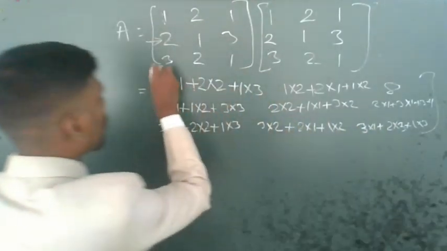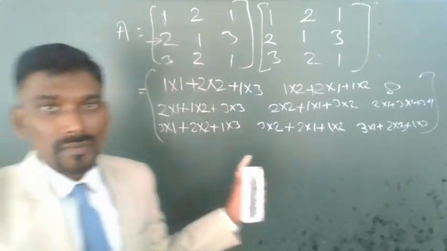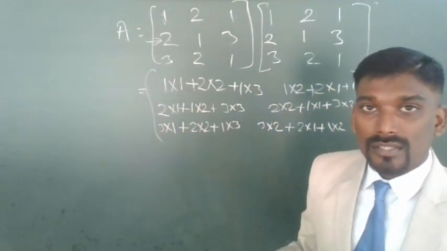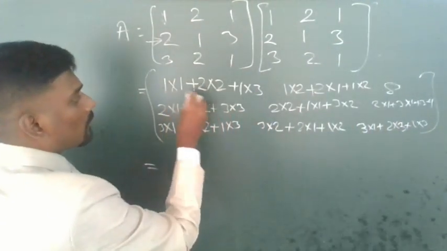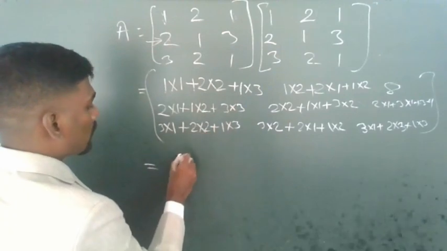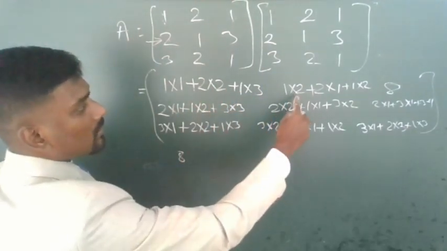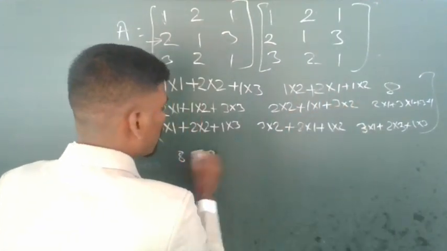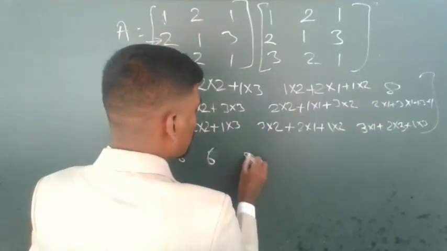This is the value I got here. Now I am going to solve it in detail. Directly putting the values, I got A square. This is a 3 cross 3 matrix, so it is going to take time. Now 1 plus 4 plus 3, that is equal to 8. Next 2 plus 2 plus 2, sorry, 6. This will be 6 and the next value is 8.